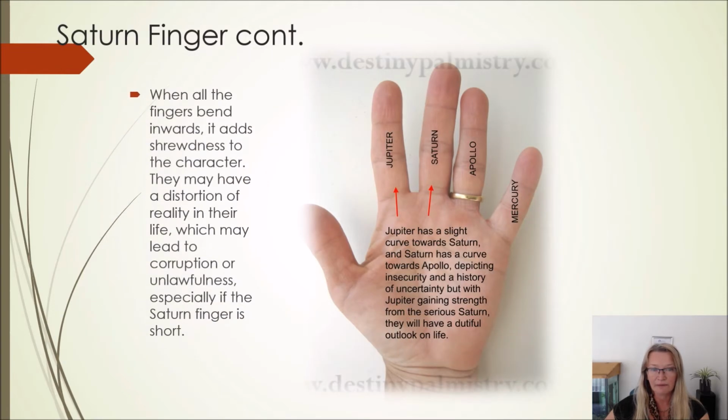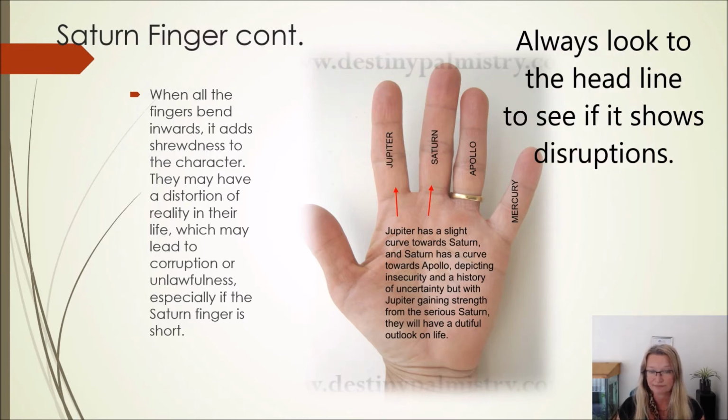A little bit more here. When all the fingers bend inwards towards the Saturn finger, that adds some shrewdness to the character. So they may have a bit of a distortion of reality, which may lead to corruption or unlawfulness, especially if the Saturn finger is short.